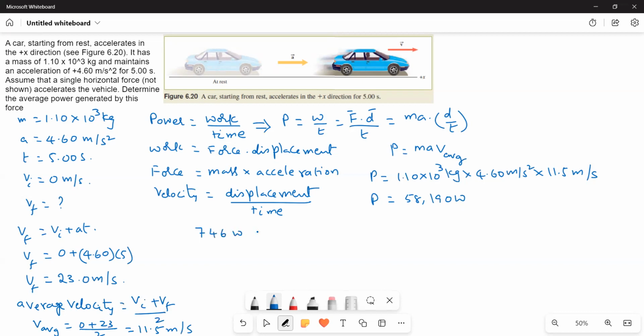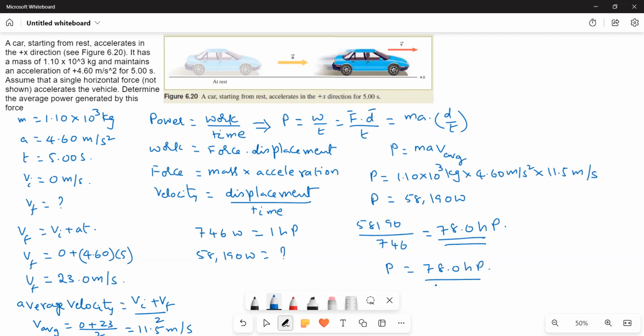But we know 746 watts is equal to 1 horsepower. Therefore, 58,190 watts is equal to how many horsepower? For that, we have to do 58,190 divided by 746, which is equal to 78 horsepower. Okay, so that is what he is asking, determine the average power generated by the force. So this is the average power. The average power generated by the car is 78 horsepower.